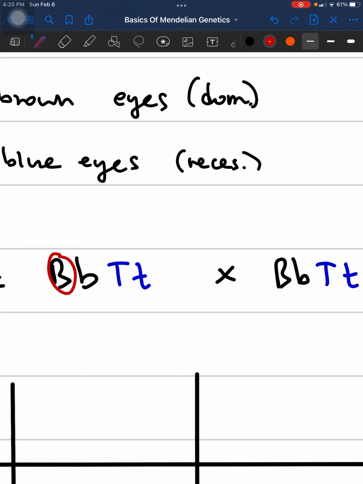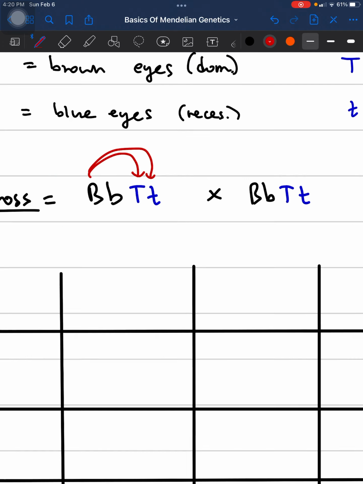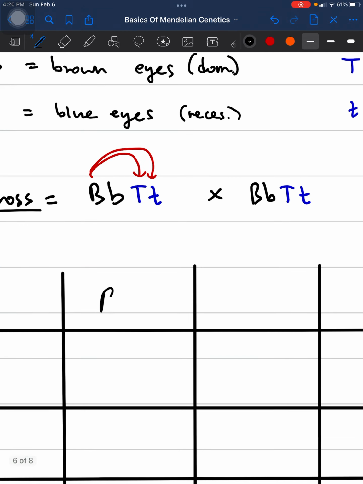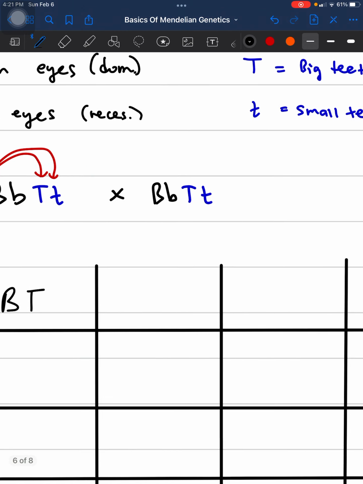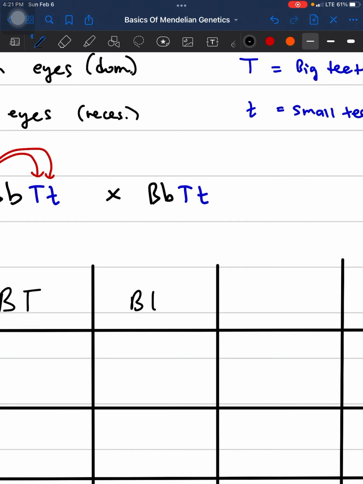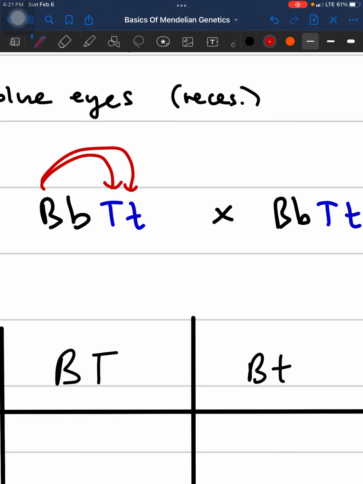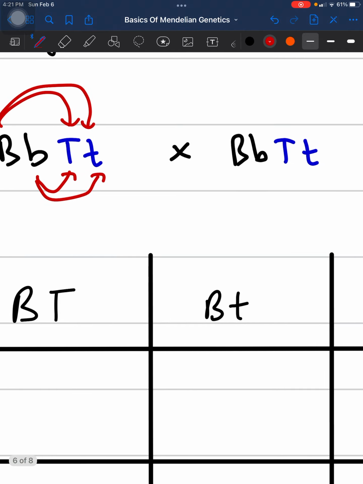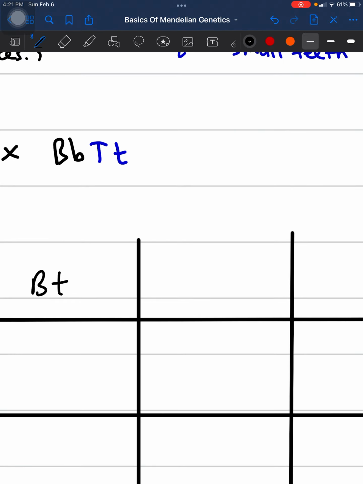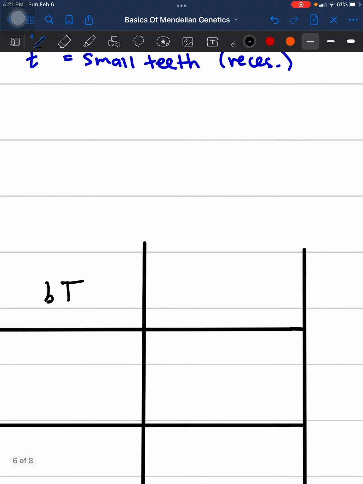So let's say we distribute this capital B. Let's distribute here and distribute here, and we end up with the gametes BT and Bt. Now we distribute again with the other blue-eyed allele, and we get the gametes bT and bt.